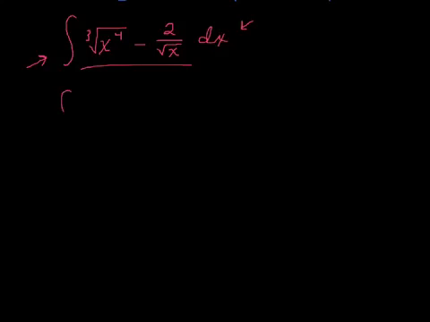The first thing you're going to want to do is rewrite this. So that's x to the 4/3 power minus 2 times x to the negative 1/2 power. Remember, it's negative because it's under a fraction bar. It's 1/2 because of the square root.